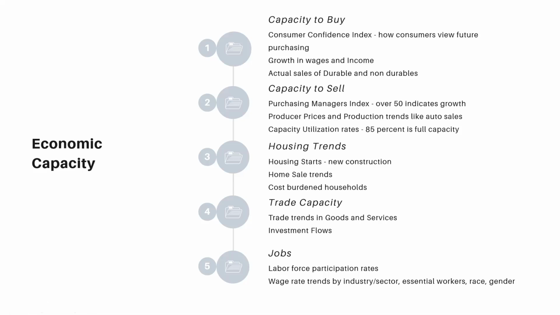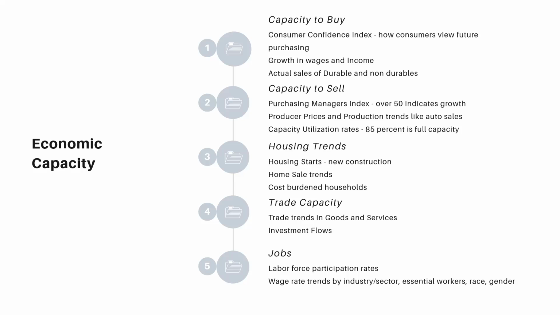Because that's going to be important for economic growth. On the other hand, we're going to be looking at the capacity to sell, and this is the producers, the manufacturers. How are they doing? So one indicator is this purchasing managers index. Every company has a buyer. Survey them to find out, are you buying? Are you not? What are your perceptions of the future? So all of that is combined into an index. And if it's over 50, it shows that they are positive about the future.